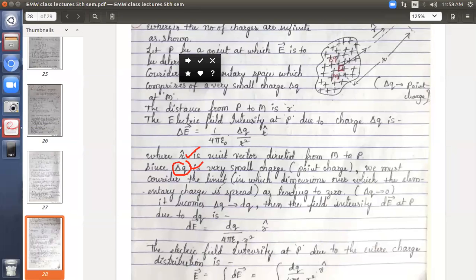So tending to 0 means what? I think you have studied this in your calculus, if anything is in the limit, if it is tending to 0, this del will become d, right? It is the difference, the changeover, what you say.